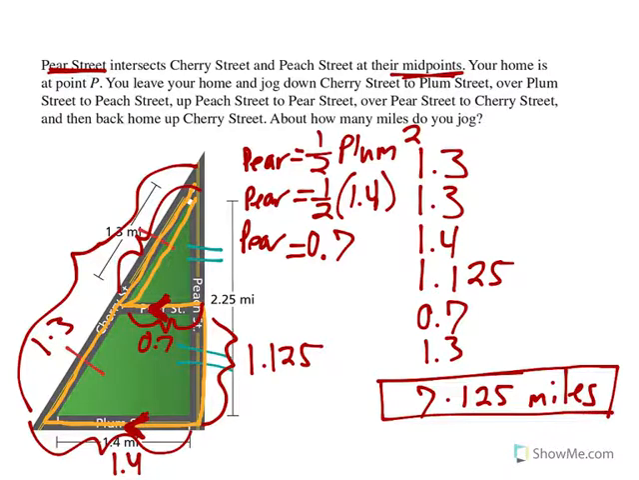Okay? It's a pretty long jog. It's not too bad, right? If you're able to write down at the end of your notes today that 7.125 is not that bad, right? I mean, I can't do it.